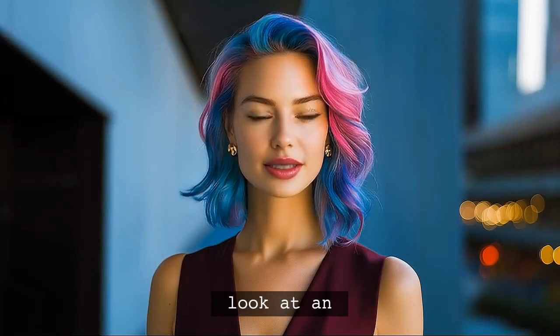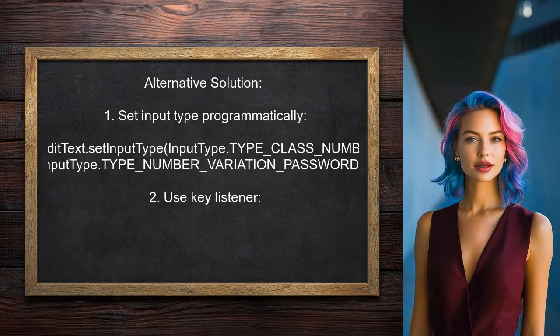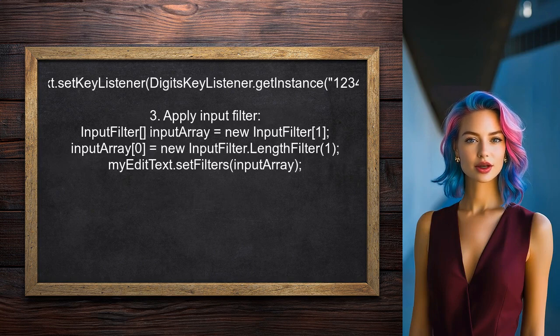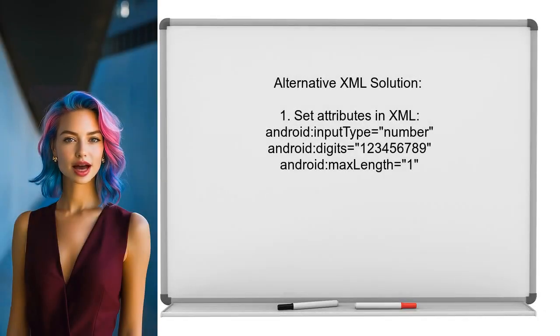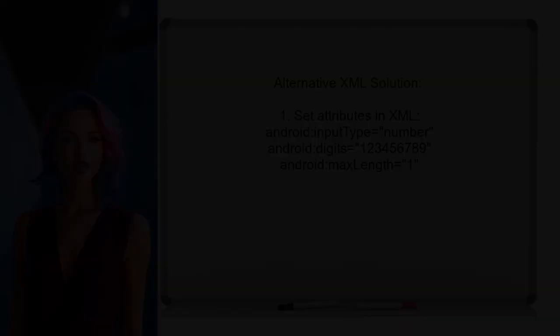Let's take a look at an answer from another user. An alternative solution provided by another user involves setting the input type programmatically. They suggest using the setInputType method to restrict input to digits and applying a key listener for specific digits. Additionally, they recommend using an input filter to limit the length to 1 digit. Alternatively, you can define the attributes directly in XML. Set the input type to number, specify the allowed digits, and limit the maximum length to 1.